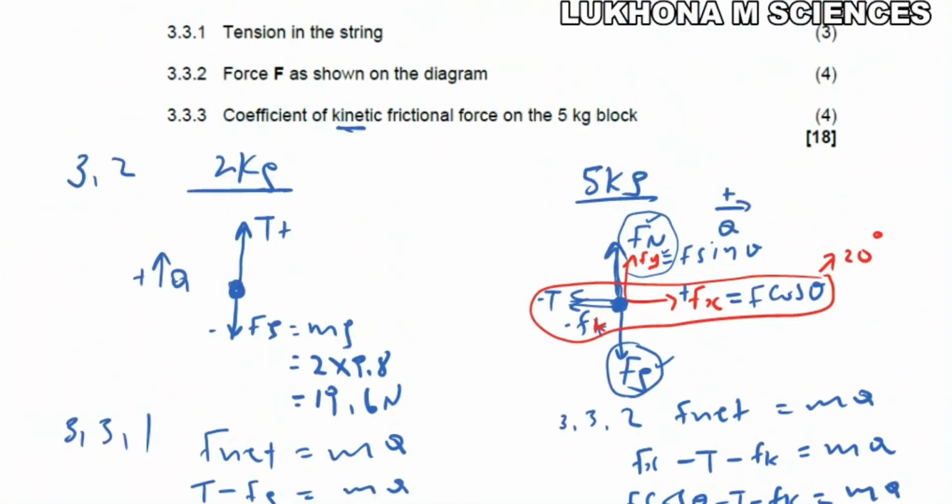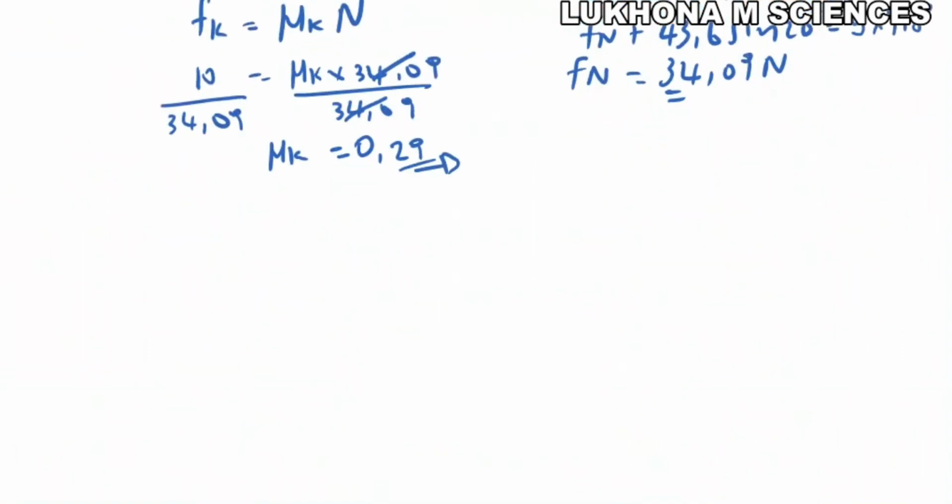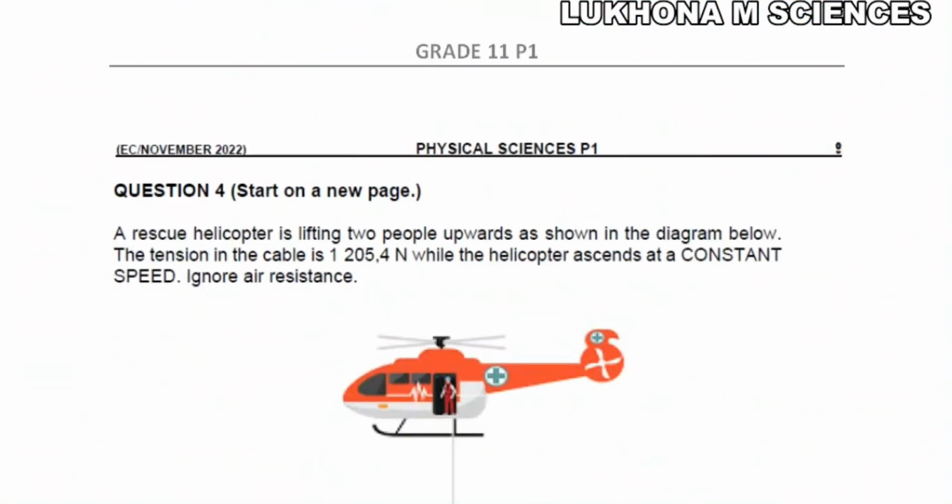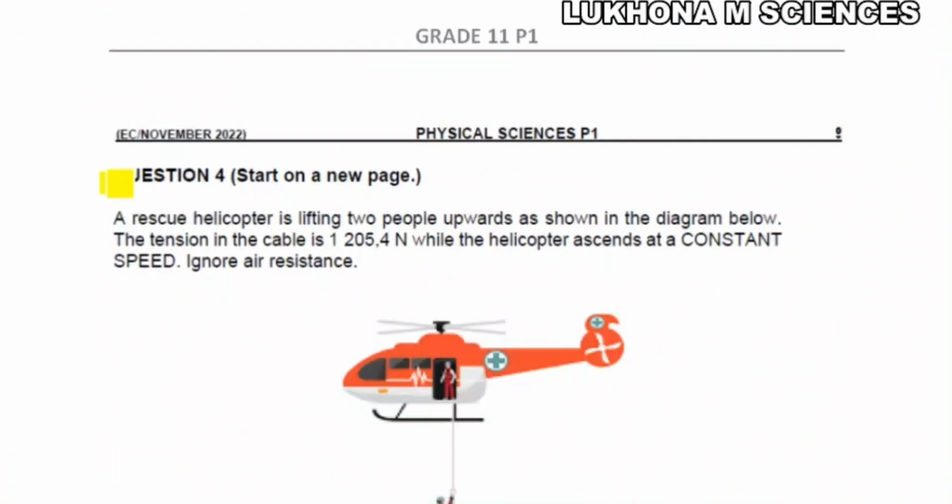Then let's go to question number 4. Question number 4: a helicopter is lifting two people upwards as shown in the diagram below. The tension in the cable is given, while the helicopter is ascending at constant speed.